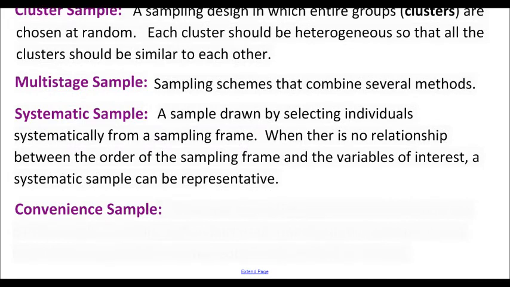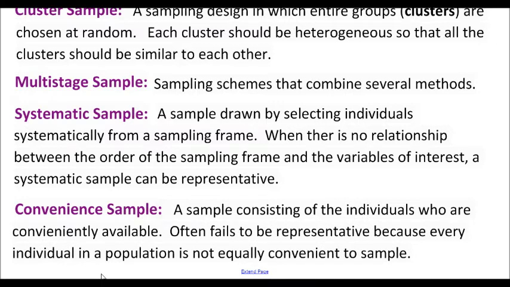So now we're up to a convenience sample. Well, convenience sample is really just what's easy. It's a sample consisting of the individuals who are conveniently available, hence convenient sample. What that means is sometimes when we take samples for voting, we'll go to the cafeteria and we will grab the first 20 people that come in. It's not always a very good idea because it's not convenient to sample everybody equally.